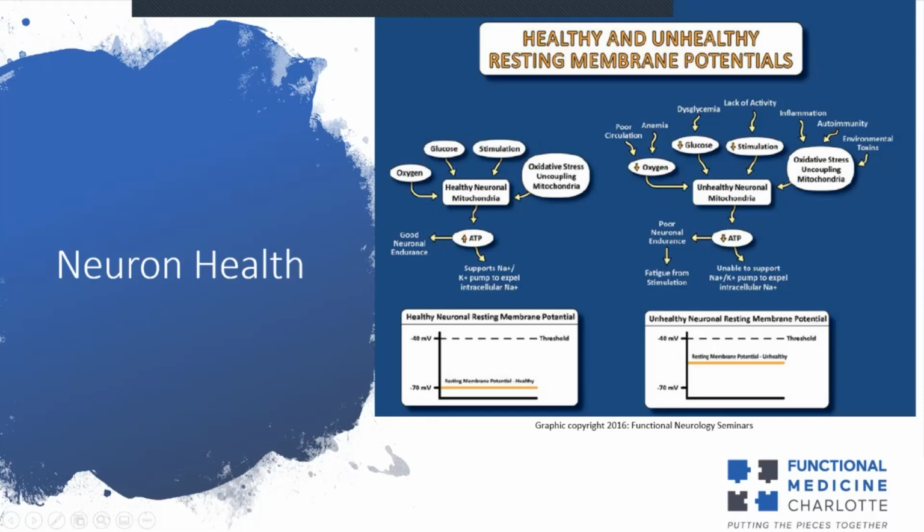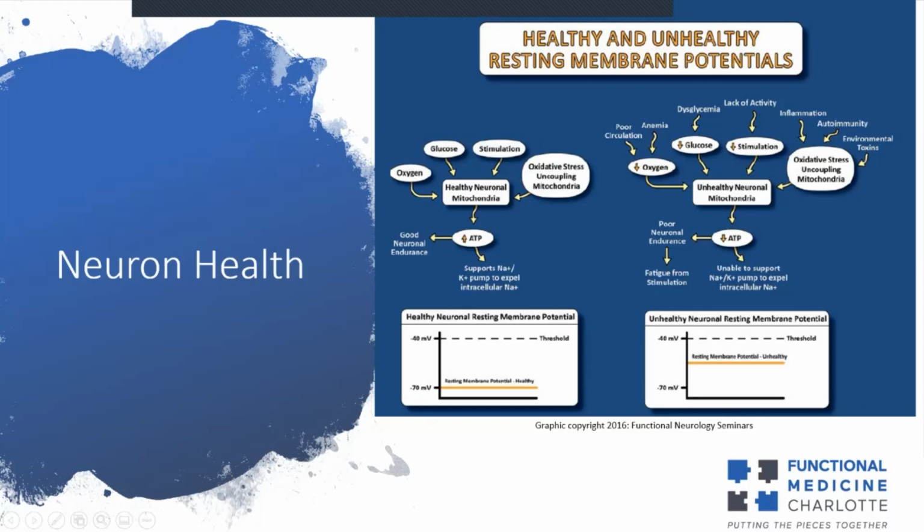Once it crosses that threshold, bang, you have an action potential. It talks to the next neuron, and now you're propagating a signal to perform the thought or action that you wanted to perform. Now, in order for that to happen, you must be able to produce ATP. ATP, or adenosine triphosphate, is the energy currency that our body uses to do anything.